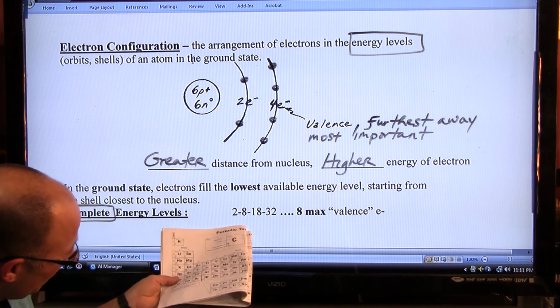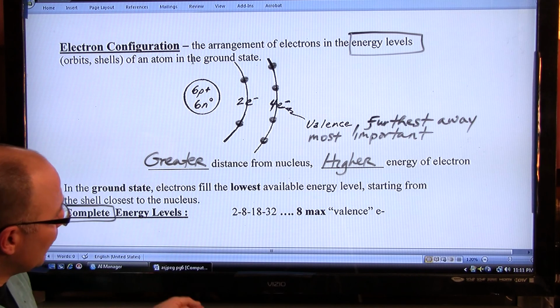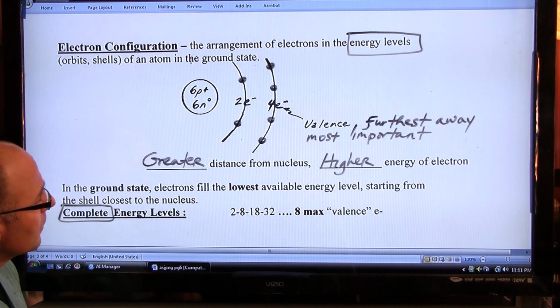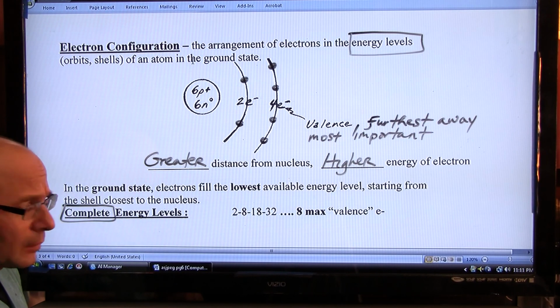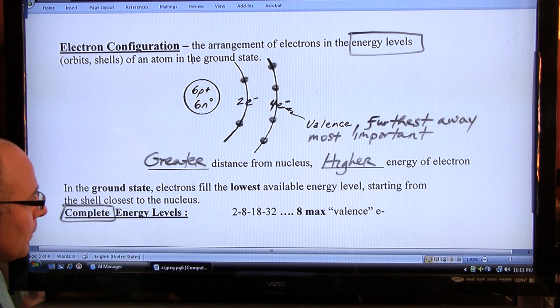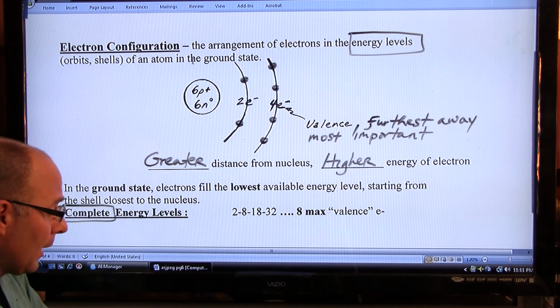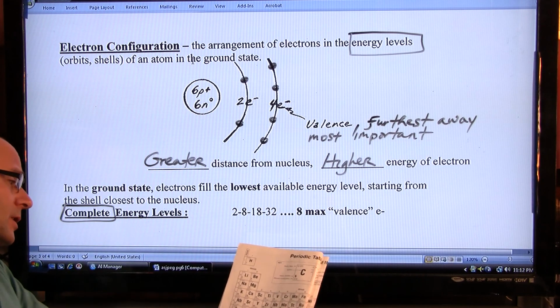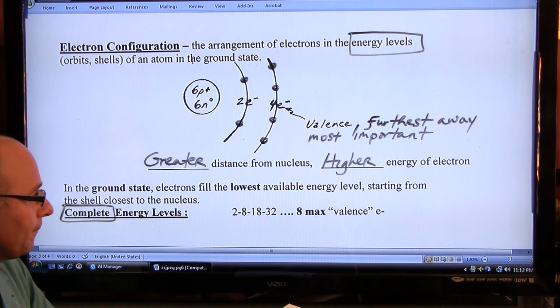Now, why is it that the first orbit can only hold 2, and the next 8 and 18, etc.? Well, when you do advanced studies on this, you'll understand it better when we start talking about a different model of the atom. For the time being, you're just going to have to go by the configuration that's listed here in the table and trust that that is the most stable configuration.